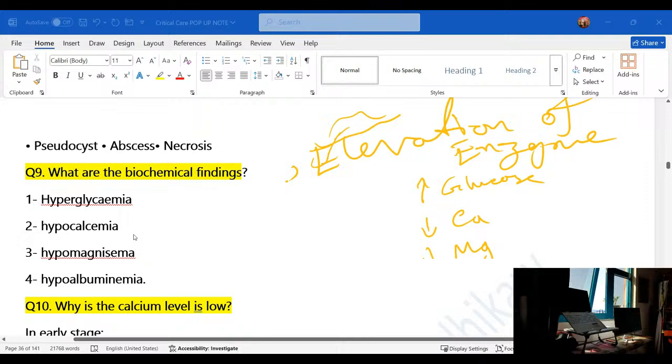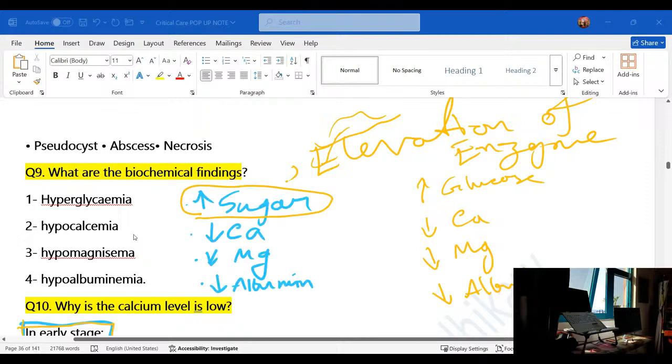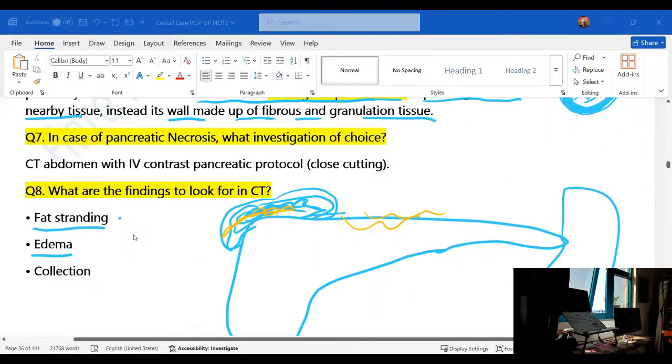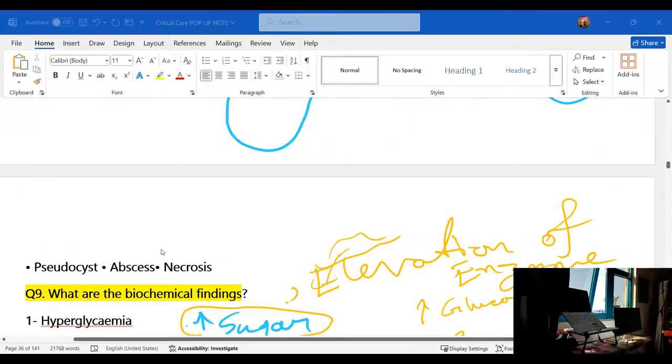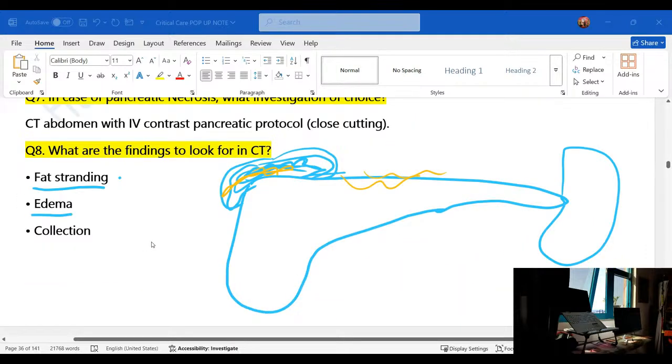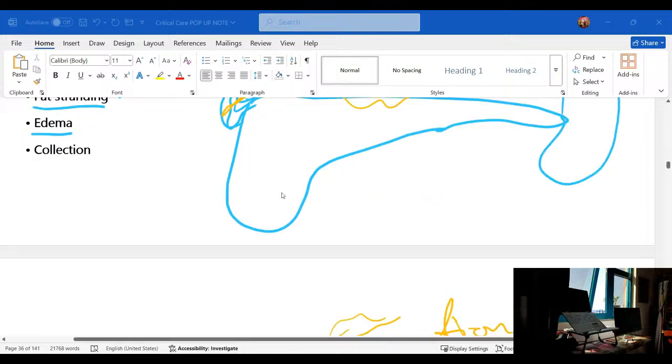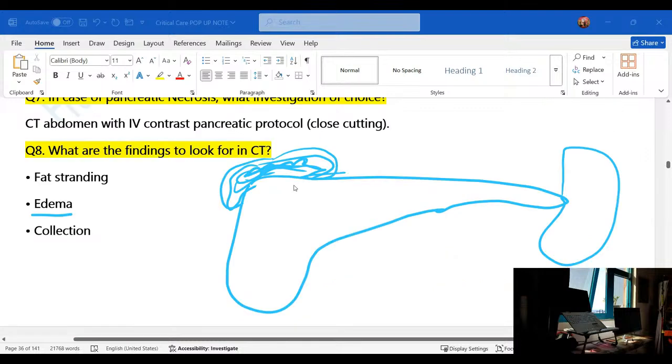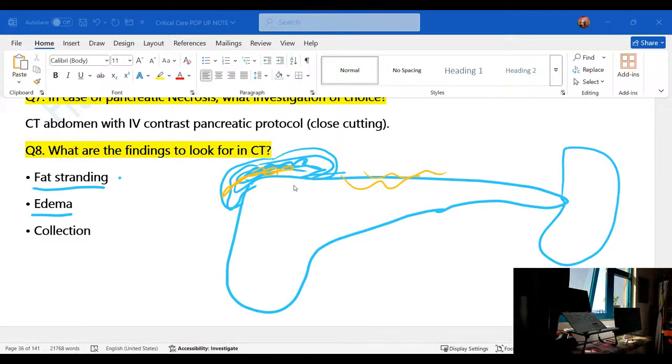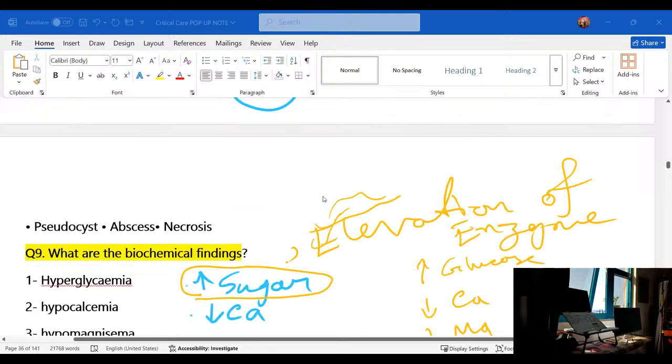I remember it in another way. We look for any abscess, collection, pseudocyst, necrosis, edema, and fat stranding.